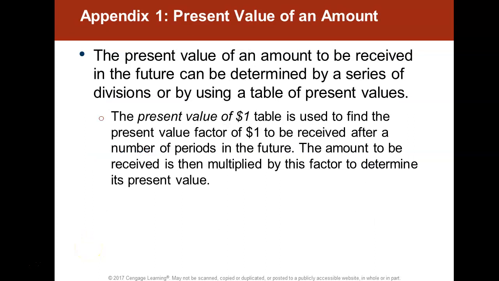So the present value of a dollar is used to define the amount of a factor. Now, what we're talking about here is we need to be able to use our formula to determine what the present value of that item is. So if we have a future value, we don't want to calculate the future value because we already know it. We want to take the future value and discount it back to know what it is worth right now.